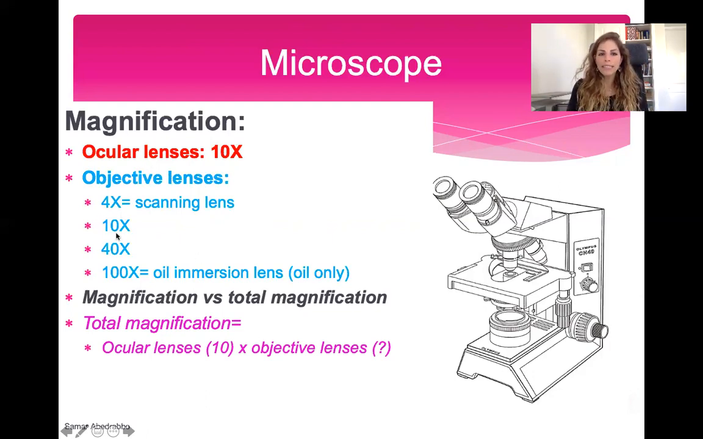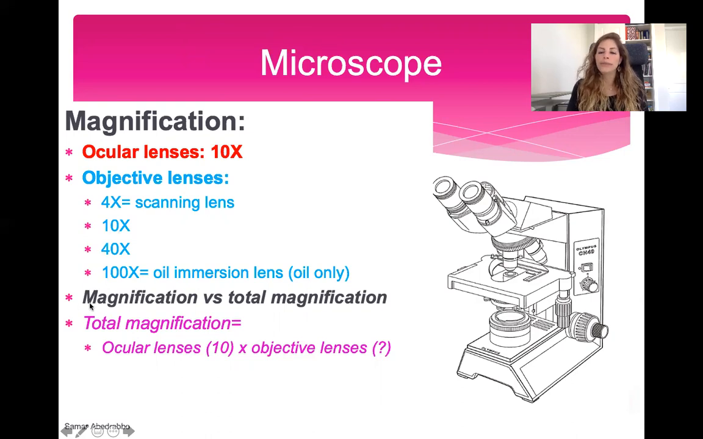So if you had the 10x objective lens and I walked to you in lab and I said, what magnification are you looking at? You would say 10x. If I asked you what's the total magnification, you would say 100x because it would be 10 times 10x. So if you have the 40x objective lens, your magnification is 40. Your total magnification is 400.